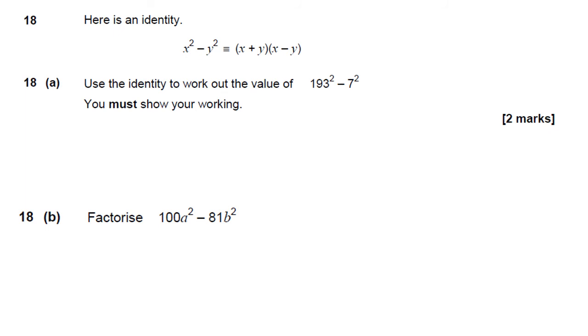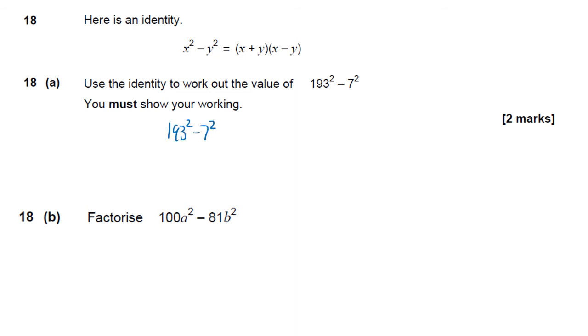Okay, so the next one is about an identity. This is called the difference of two squares. x squared minus y squared is equivalent to (x plus y)(x minus y). So first of all, use that identity to find the value of this. And remember, it's a non-calculator paper.